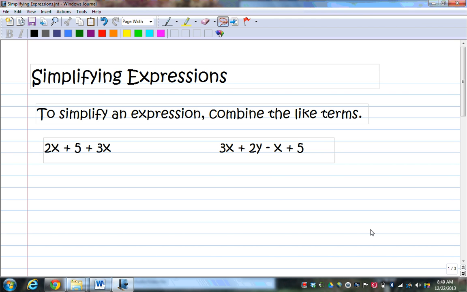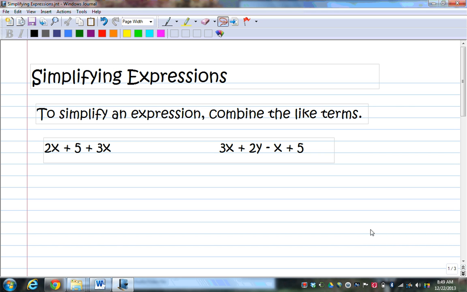Okay, this video is going to teach you about simplifying expressions. Now that you know what terms, like terms, constants, coefficients, and variables are, you can use that to simplify expressions. So here I have two expressions that I used before, and we are going to simplify them. In order to simplify, you combine the like terms.